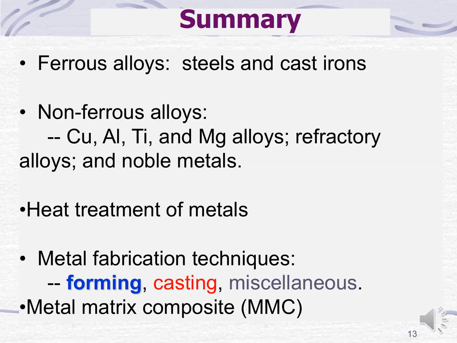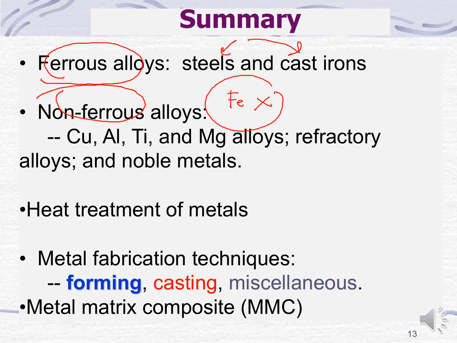Okay, we have come to the end of this subtopic. As a summary for this chapter 9 on metal alloys, you have learned about ferrous alloys, the classification of steels and also cast iron. And you have learned about non-ferrous alloys. What are non-ferrous alloys? Non-ferrous alloys are alloys which do not contain any ferrum or iron. There are copper, aluminum, titanium, and magnesium alloys, refractory alloys, and noble alloys.